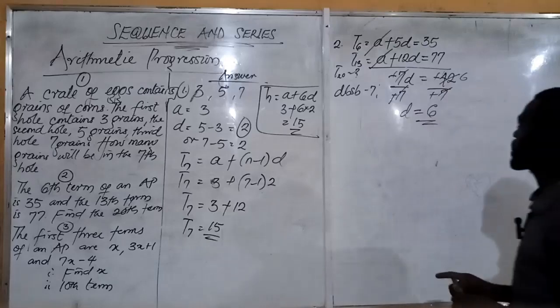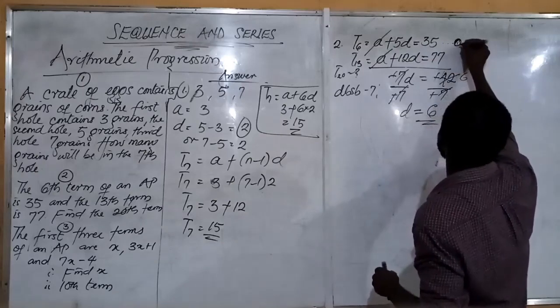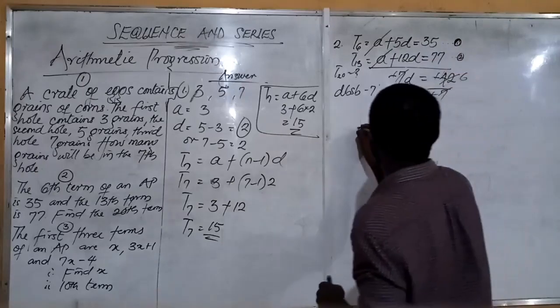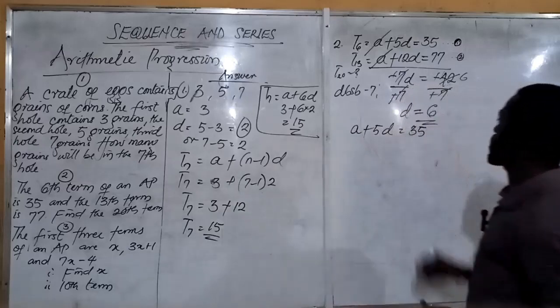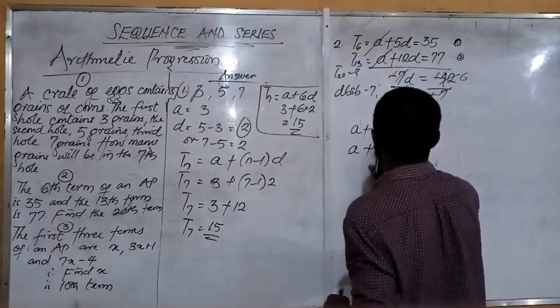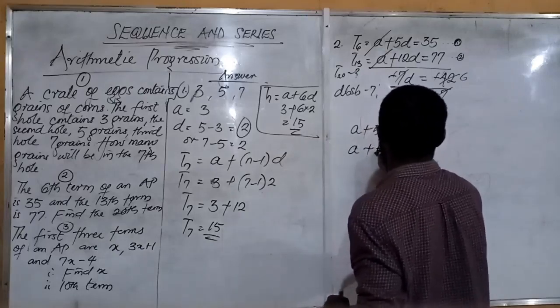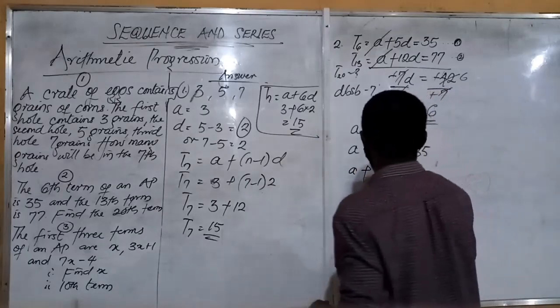All right. So we can now plug in this value for D in any of the equations. Remember, this is equation 1, this is equation 2. So in equation 1, A plus 5D is equal to 35. So I basically plug in the D value that I've obtained. So A plus 5 into bracket 6 equal to 35. So A will be equal to what? A plus what?